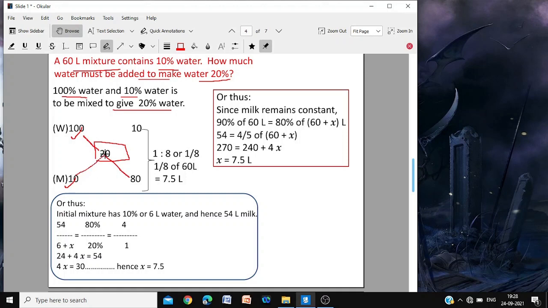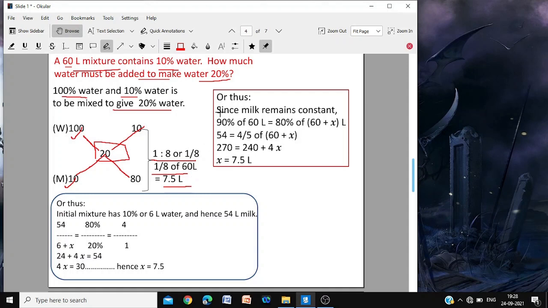10% and 20%, the difference is 10%. So the ratio is 1:8 or 1/8. But the total is 60 liters. So 1/8 of 60 liters would be 7.5 liters. So adding 7.5 liters of water to the mixture will make the mixture 20% water and 80% milk.